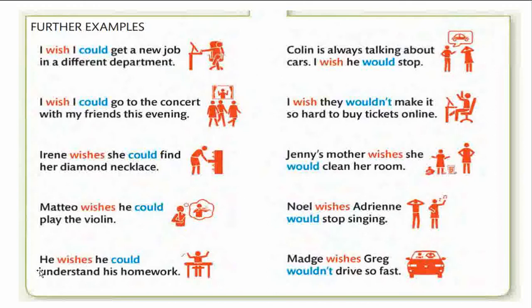He wishes he could understand his homework. So his wish is for himself. He wanted to understand the homework. And Madge wishes Greg wouldn't drive so fast. So it is Madge's wish for Greg, not for Madge herself.